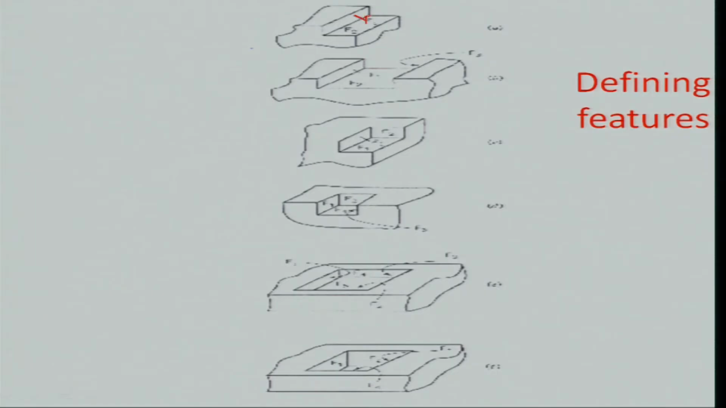For example, there are 2 surfaces F1 and F2, and you can call this a step. So this is number 1. This, for example, is a slot, and you have 3 faces here, F1, F2, and maybe another one here, F3. Similarly, this, for example, is a 2-sided pocket.